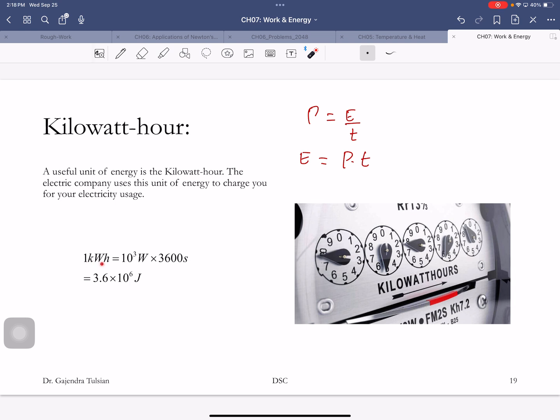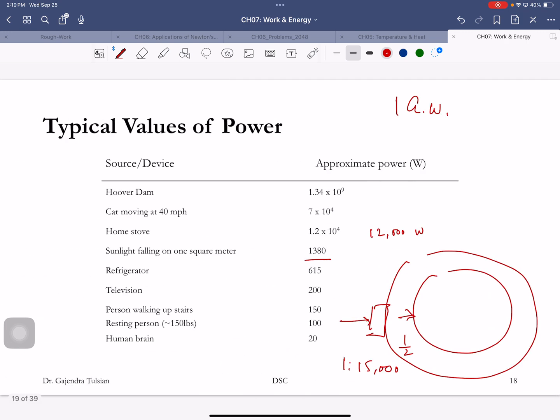Okay. What can you do with this 1 kilowatt hour that costs you about 12 cents? What can you do? You can have a 100 watt bulb burn for 10 hours. Okay. That would make it 1,000 watts for 1 hour. So you can burn a 100 watt bulb for 10 hours, or you can run your stove for a tenth of an hour, 6 minutes. Okay.